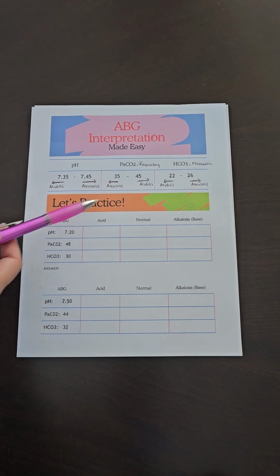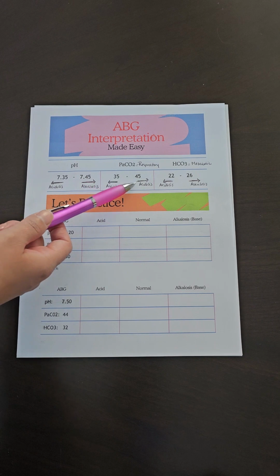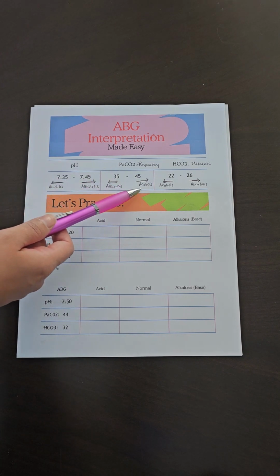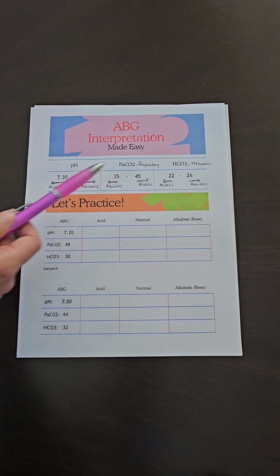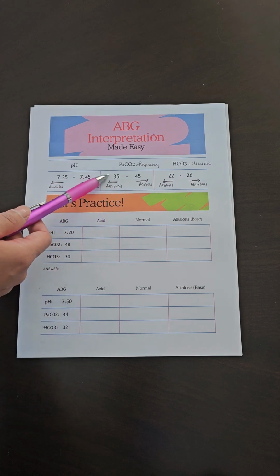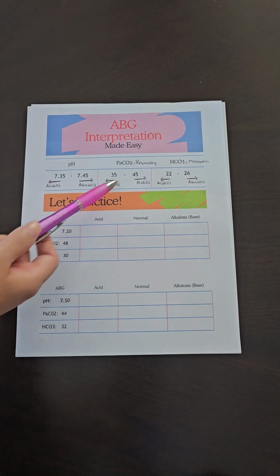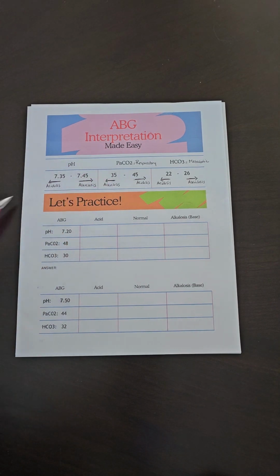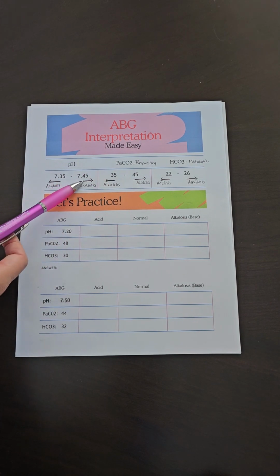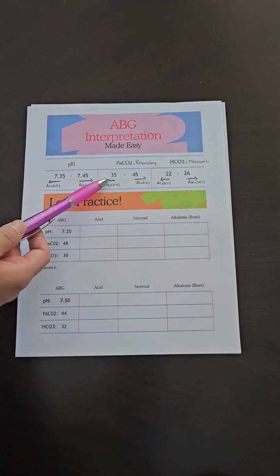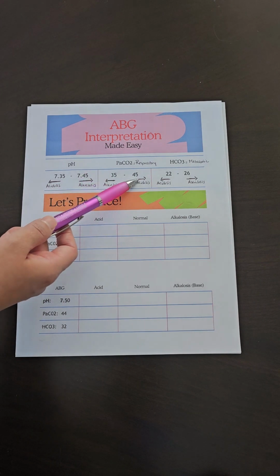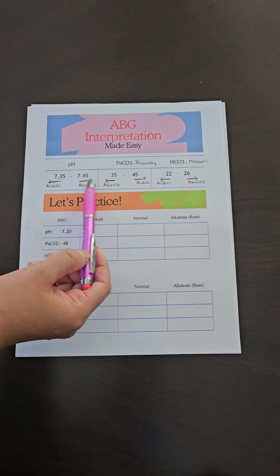Partial pressure carbon dioxide range is 35 to 45. Greater than 45 is acidosis. Okay, look at the difference. Less than 35 is alkalosis. Good way to remember the pH and your carbon dioxide: pH is 7.35 to 7.45. And then look, your respiratory, your carbon dioxide, 35 to 45. You see the common numbers there?